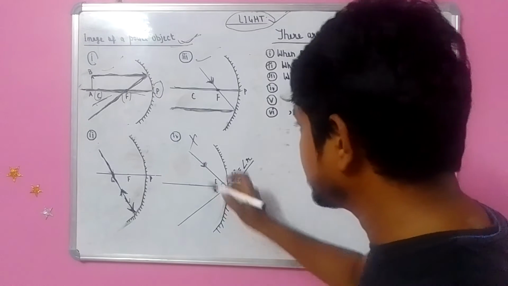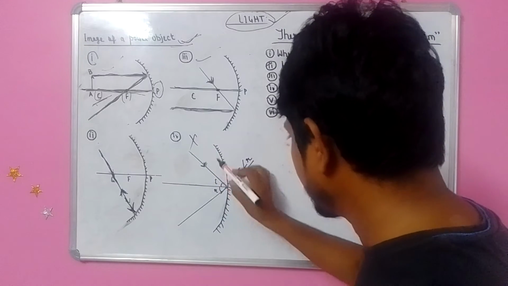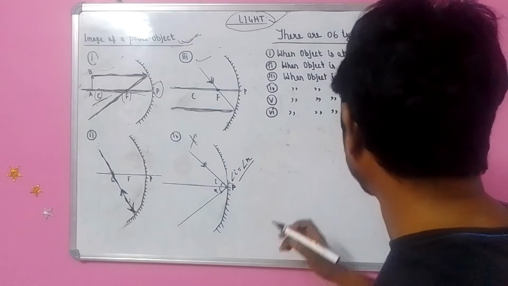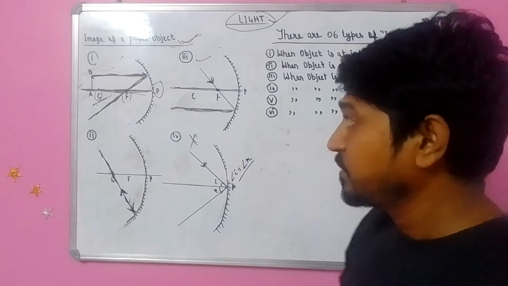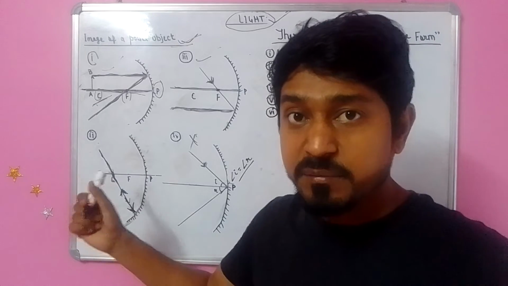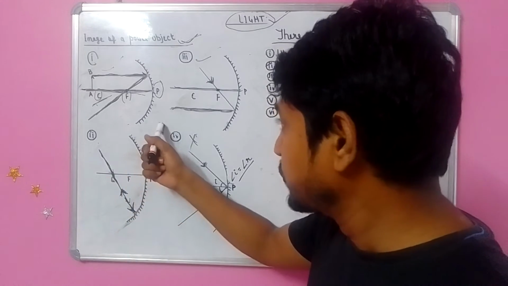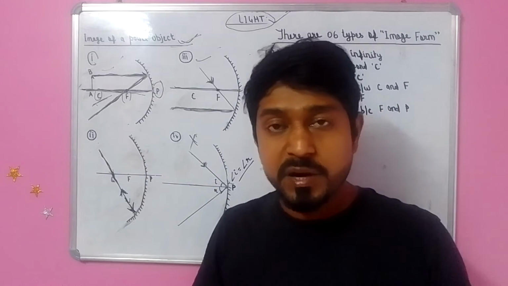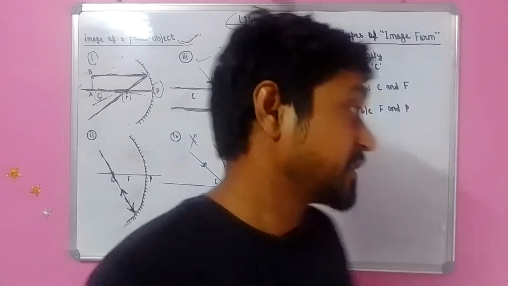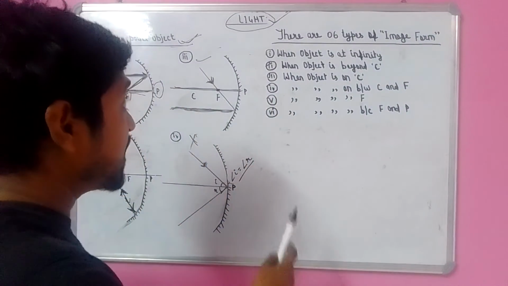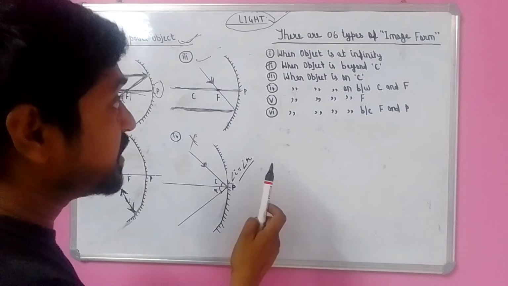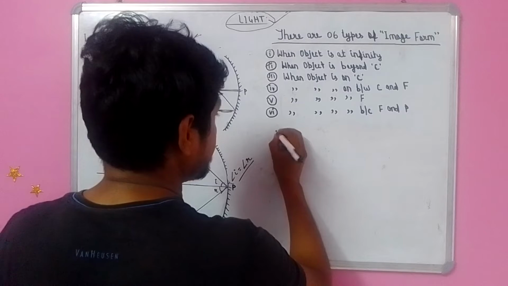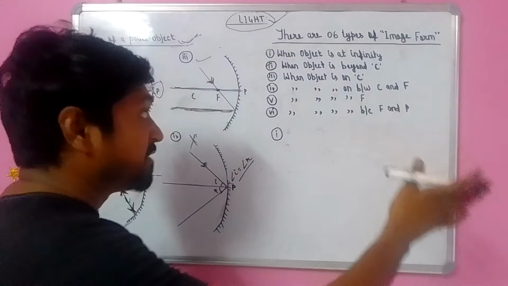This is not necessary to study to form an image, but these three rules are very important. These rules should be very clear, then we can form an image, otherwise it's not possible to form an image. There are 6 types of image formation. First, when the object is at infinity.